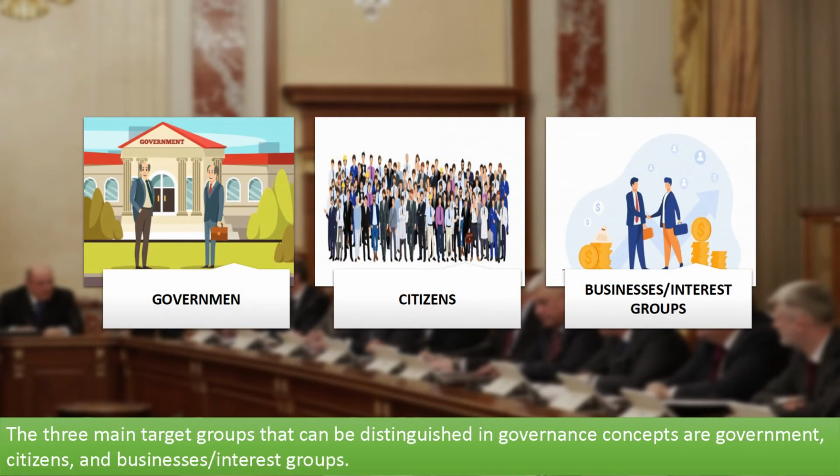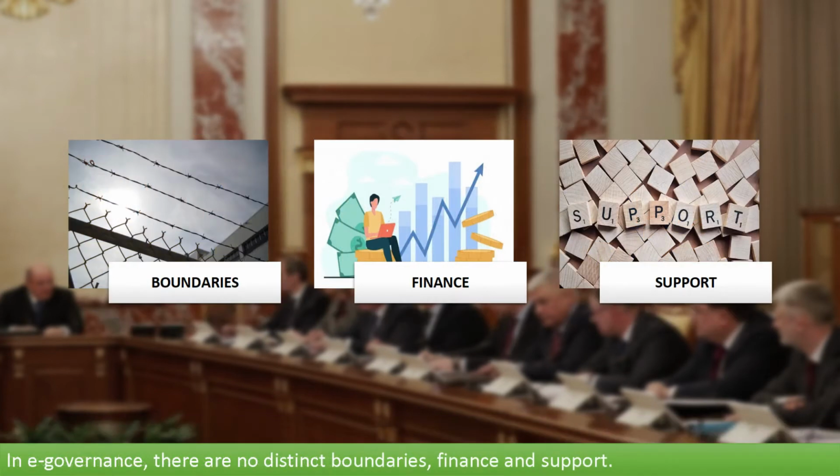The three main target groups that can be distinguished in government concepts are government, citizens and interest groups or businesses. What we have observed is that when the government develops any scheme for the citizens, sometimes they go directly to the citizens, and sometimes they use a model called the PPP model, that is, the public-private partnership model. The interest group could be non-government organizations, self-help groups, cooperative societies or charitable organizations. All are interrelated and do things with that model.